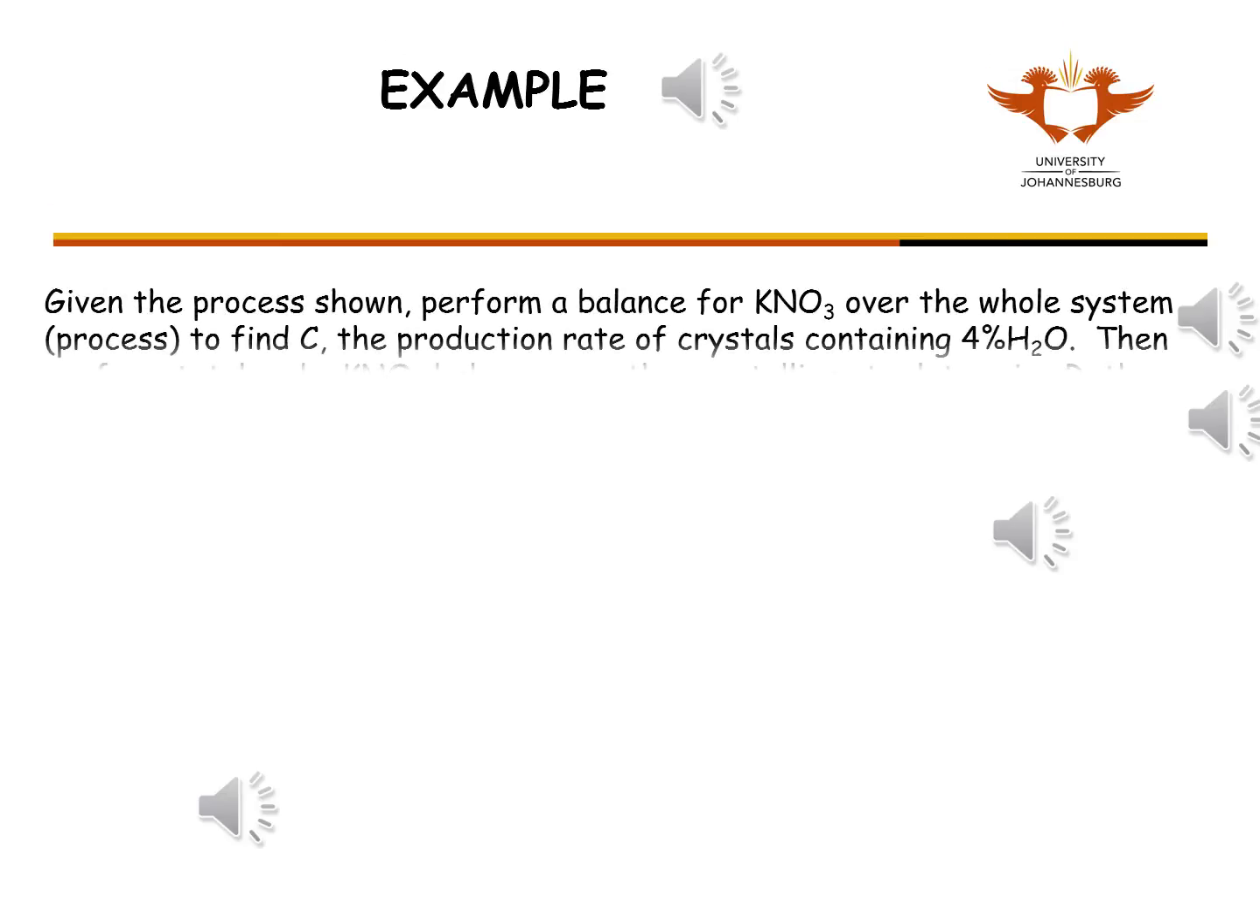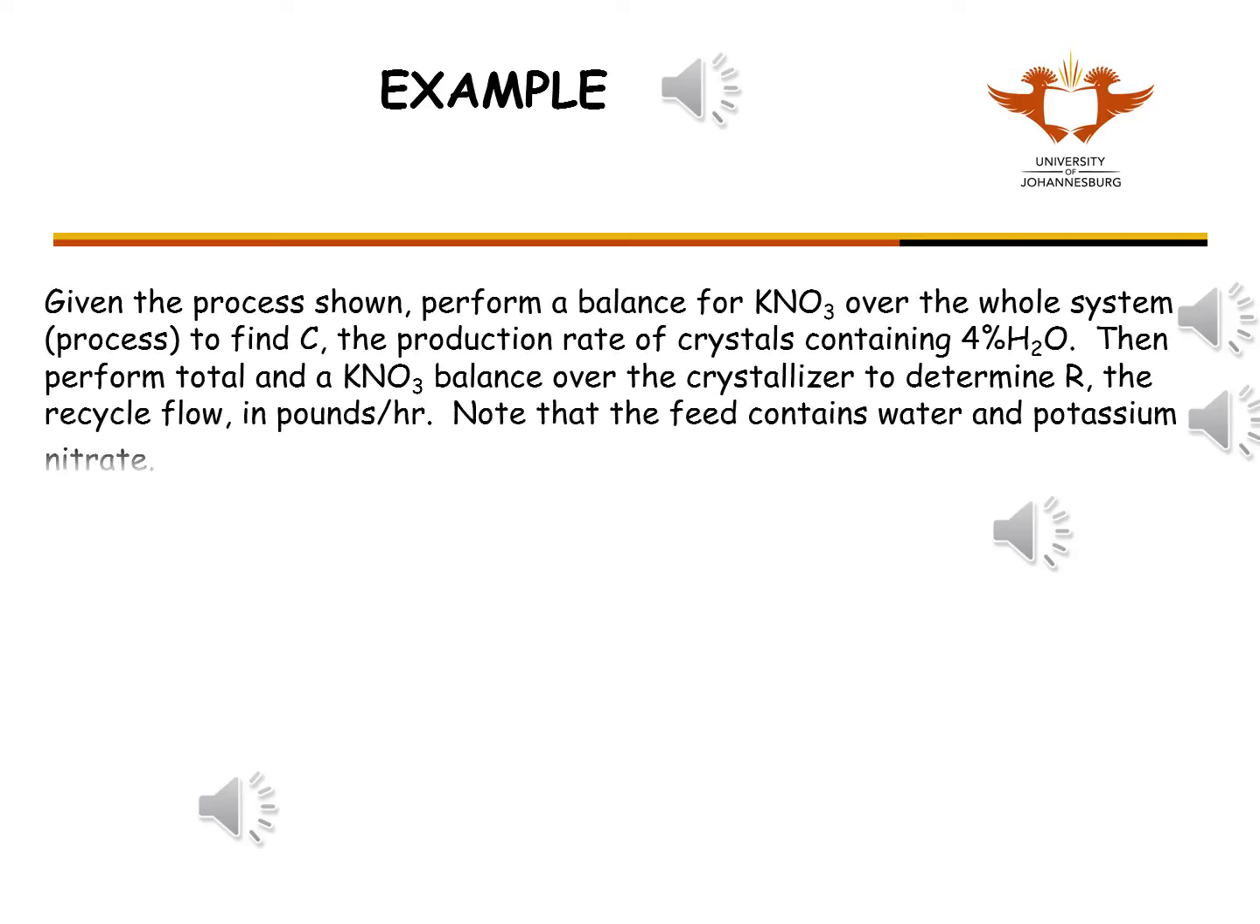It's me again. Below is an example of a multi-unit process. The problem involves the production of potassium nitrate, crystals of which are produced in stream C at the bottom of the diagram.